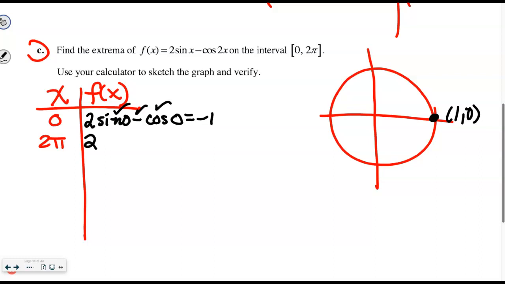And then I'd have to do 2 sine 2 pi minus cosine twice 2 pi. So when it goes tricky, it's going to get a lot more complicated. Like this one actually does get quite complicated, but then we're done.